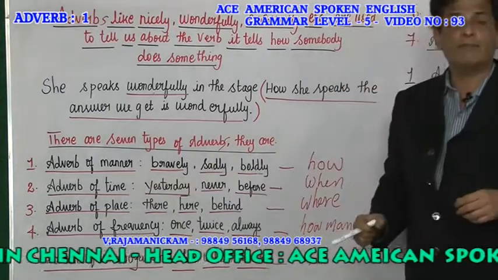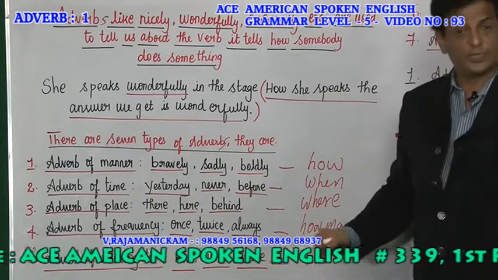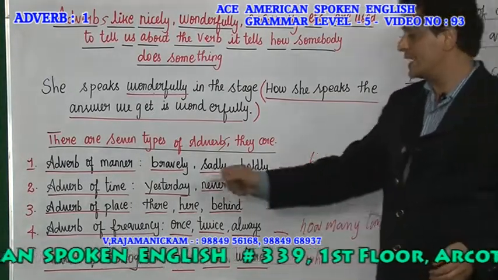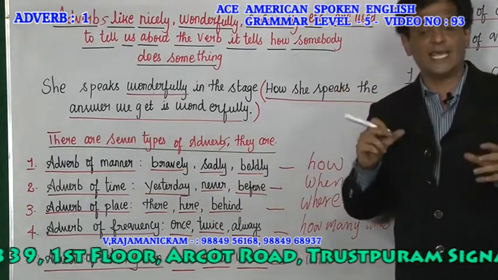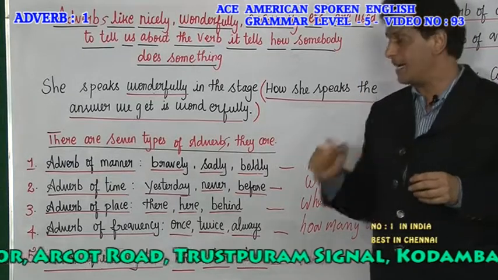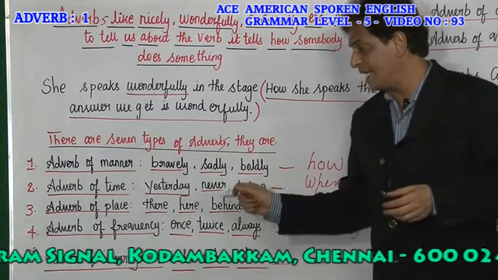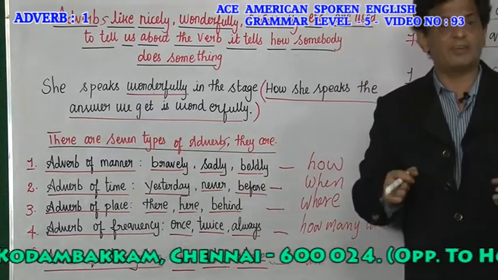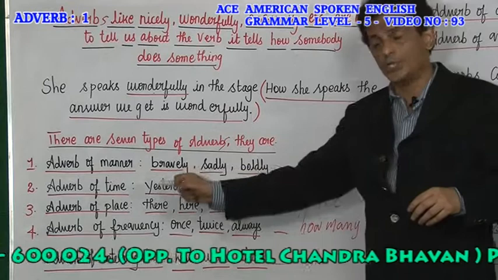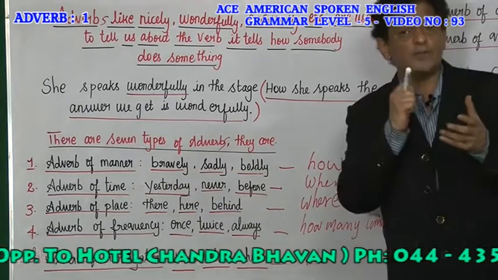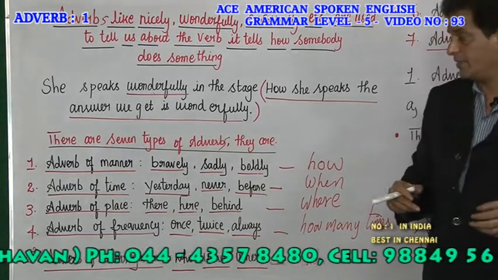Adverb of time, வினையுரிச்சொல் நேரம்: yesterday நேற்று, never எப்பொழுதும் இல்லை, before முன்னாடி. Yesterday, அவன் வந்தான், he came. எப்பொழுது வந்தான்? When did he come? Yesterday நேற்று. So இது வினையுரிச்சொல் நேரமாக வருகிறது. Never, he came, அவன் எப்பொழுதுமே வரவில்லை. Before முன்னால், இதுவும் adverb of time.